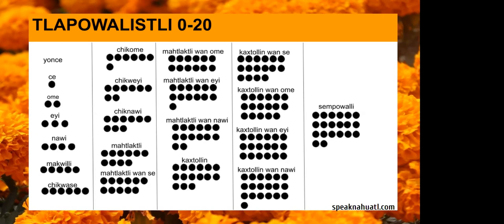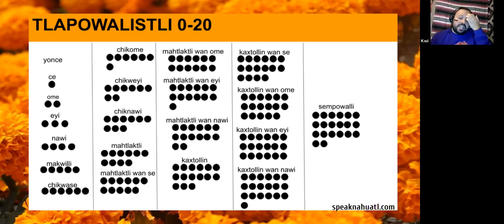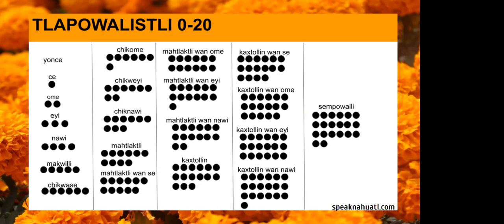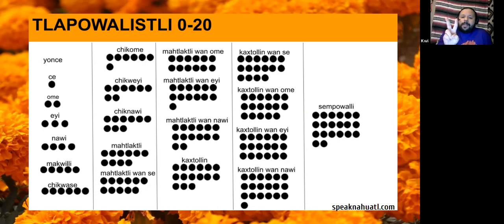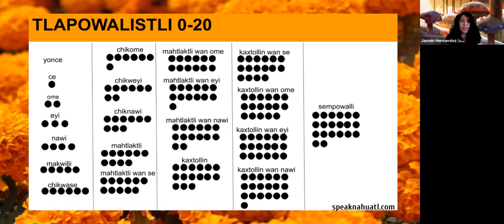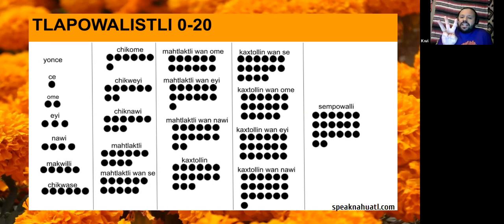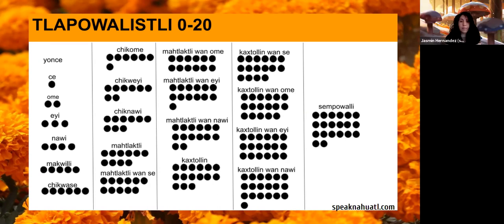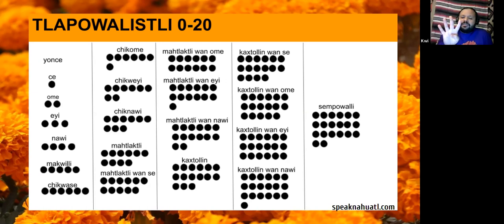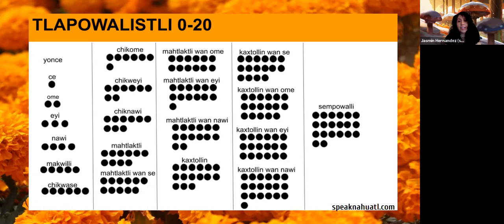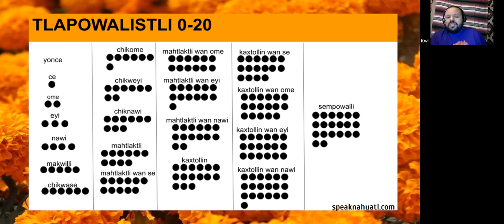Kashtolin. And so we have 15, let's put them to the side. Right, and then kashtolin wan se. Kashtolin wan ome. Kashtolin wan eyi. Kashtolin wan nawi. Then we have Sempoalxochitl.